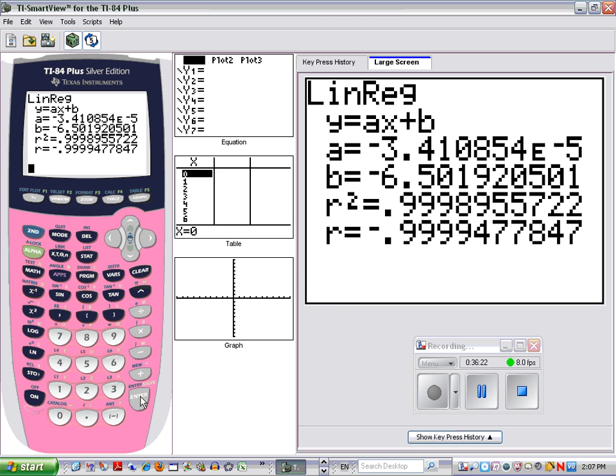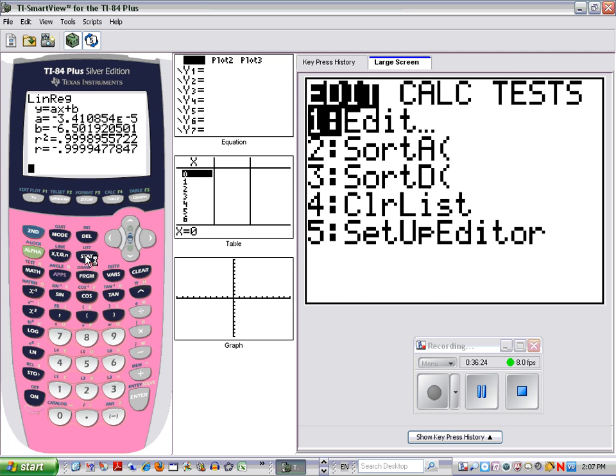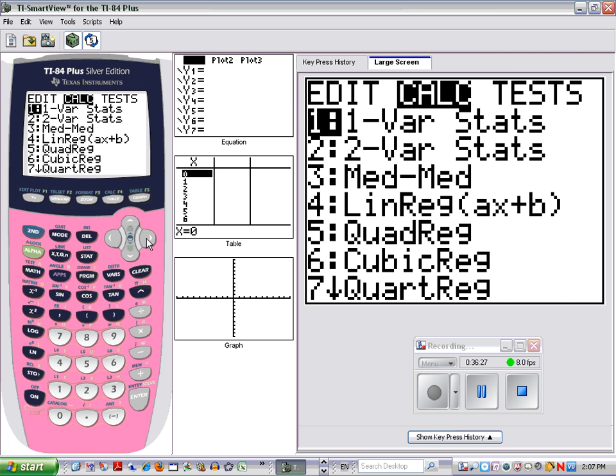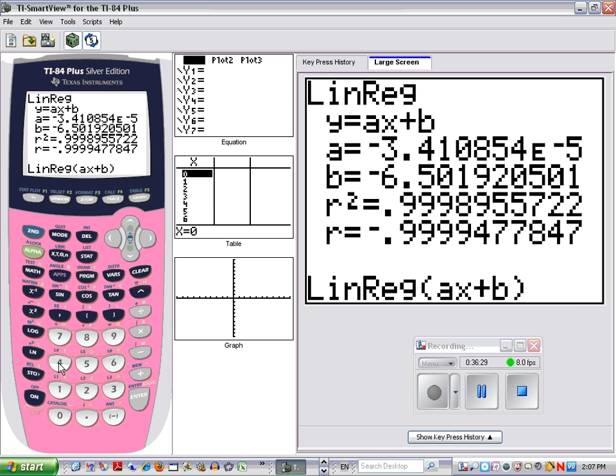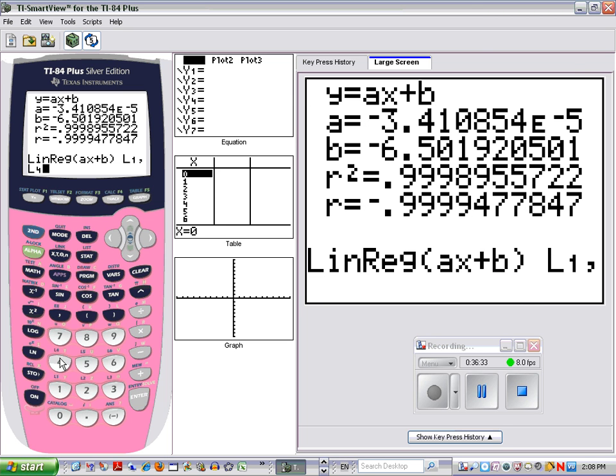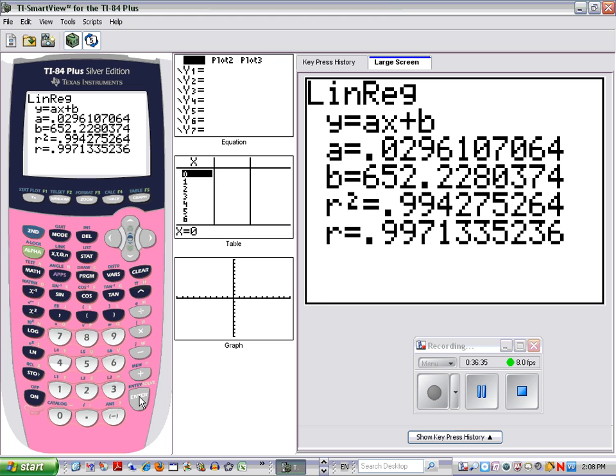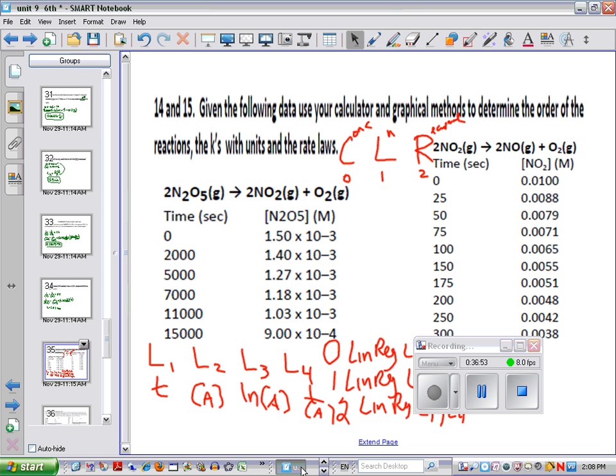All right, last time. Stat, calc. Now we're going to go ahead for a second order. 4. L1, comma, what now? L4. Enter. Is that as good? No, 0.994 versus a slope of 0.0296. So jot those down. Okay, I'm going to go ahead and exit this and go back to my problem.